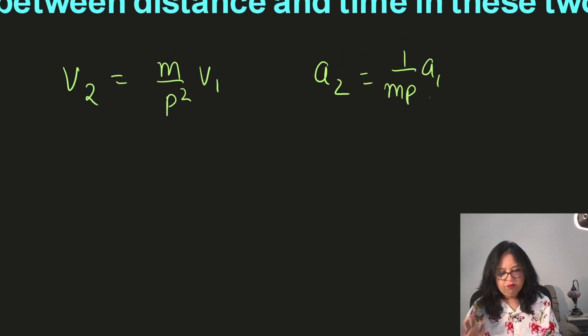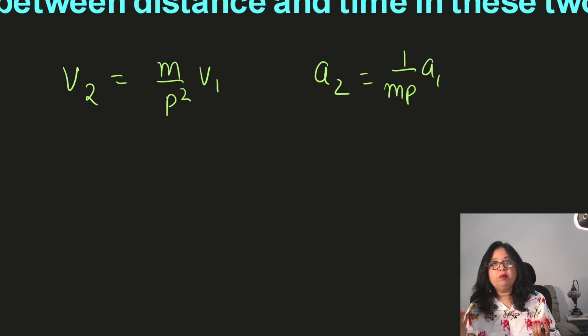V2 and V1, these are velocities in the two systems of units. V2 is velocity in one system of units and V1 is in the other system of units. Same as acceleration. A2 is acceleration in one system of units and A1 is in the other.